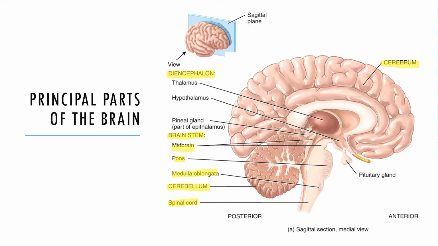Now just posterior to the brainstem is the cerebellum. Just superior to the brainstem is the diencephalon, which consists of the thalamus, the hypothalamus, and the epithalamus. Now supported on top of the diencephalon and the brainstem is the cerebrum, which is the largest part of the brain.